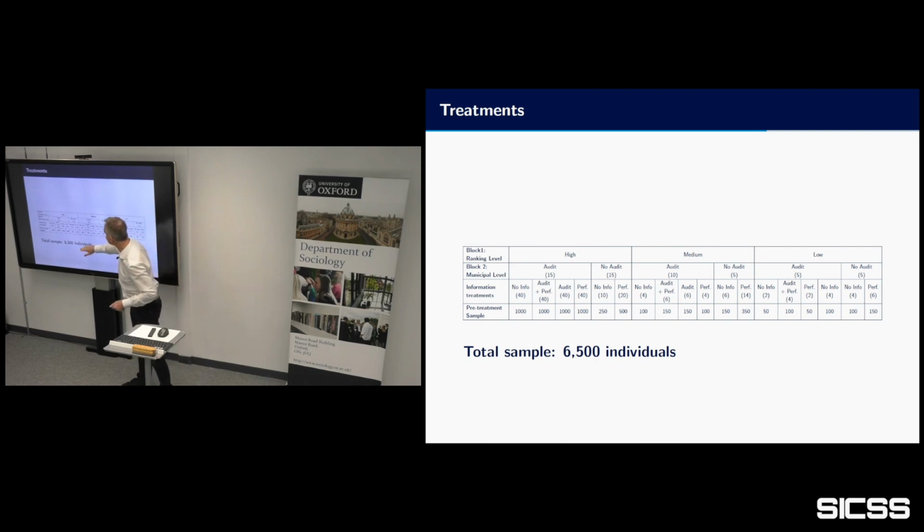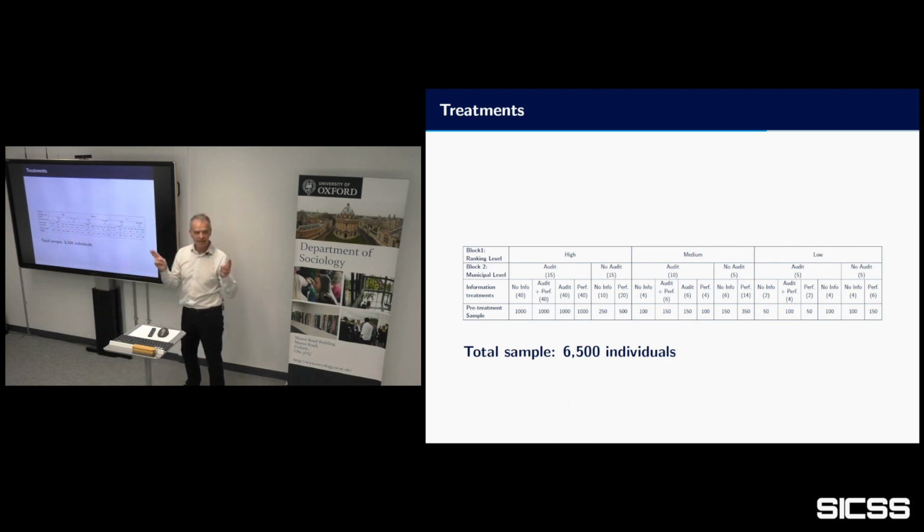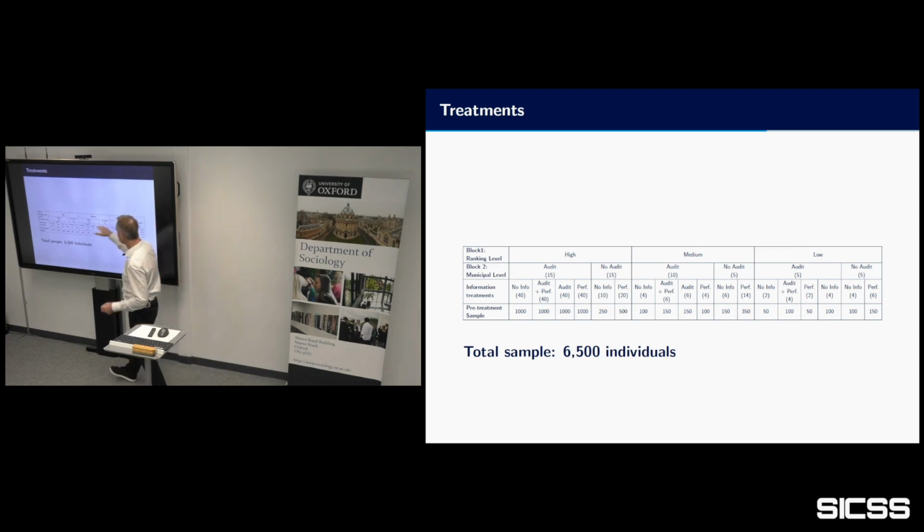So this roughly summarizes the design. It's not worth getting into really, but these are the treatments that are administered by the ministry at the municipal level, which is an audit or a no audit. And then there will be information treatments that are administered at the zip code level. So within all of these audit and no audit treatments administered by the ministry, there will be information treatments at the zip code level that reflect either the report, or audit, or report and audit, or control. Is that clear?